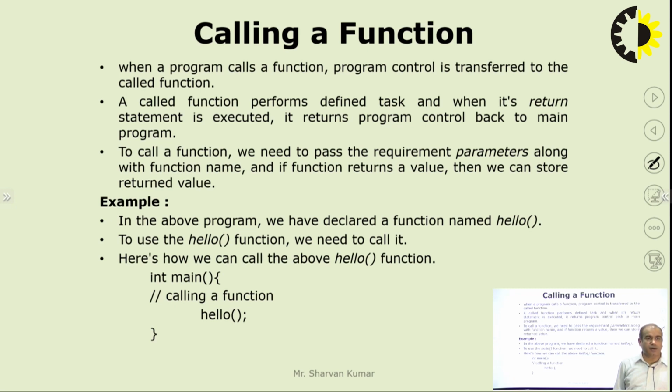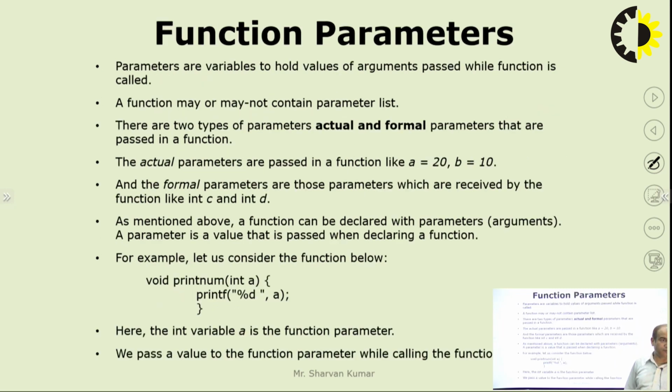So in the above program, we have declared the function named hello. To use this function hello, we need to call it. So the calling of the function is written inside the main. That is the calling of function: function name, round brackets and terminator inside the main, which means the function is called.